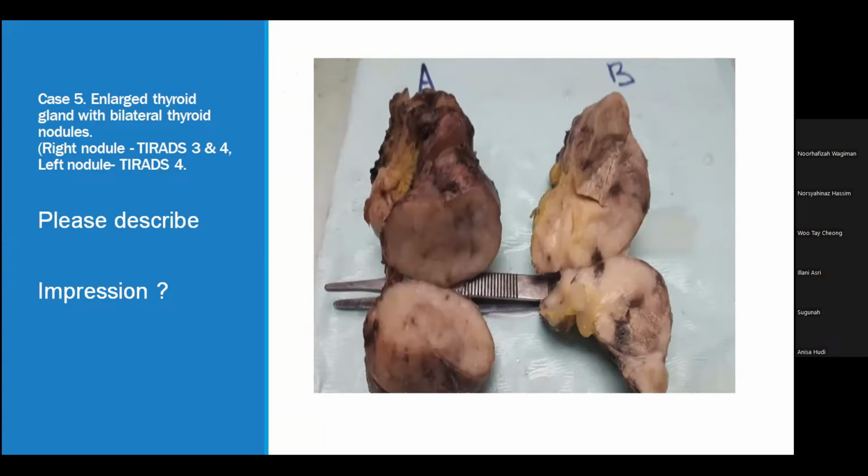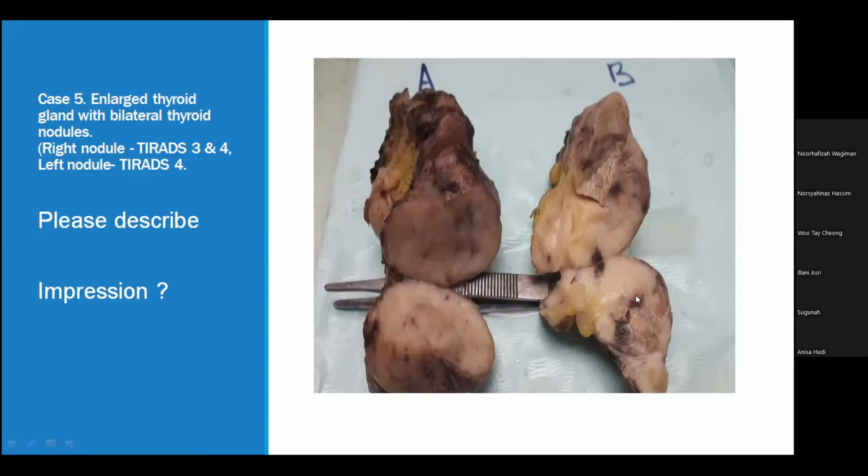This is also an enlarged thyroid, highest score is TIRADS 4. Please describe. Anybody want to describe? If not, I will just describe because time is moving fast. Basically, this is also colloid poor, but not as fish-flesh as the previous one. It is whitish, but tan in color, and there is some area of hemorrhage, like brownish. This is a hemorrhage.